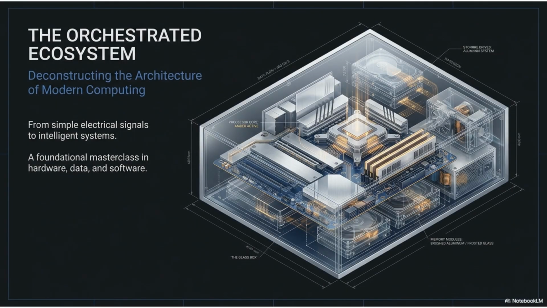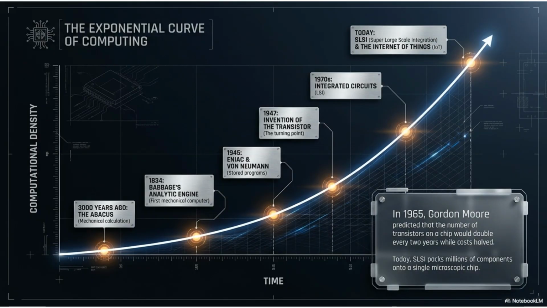Welcome to this video on the architecture of modern computing. We will deconstruct the orchestrated ecosystem of hardware, data, and software that turns simple electrical signals into the intelligent systems we use today. Computing has followed an exponential curve, moving from ancient tools like the abacus to the invention of the transistor in 1947. Today, we rely on super large-scale integration, enabling millions of components to fit on a microscopic chip, just as Gordon Moore predicted in 1965.